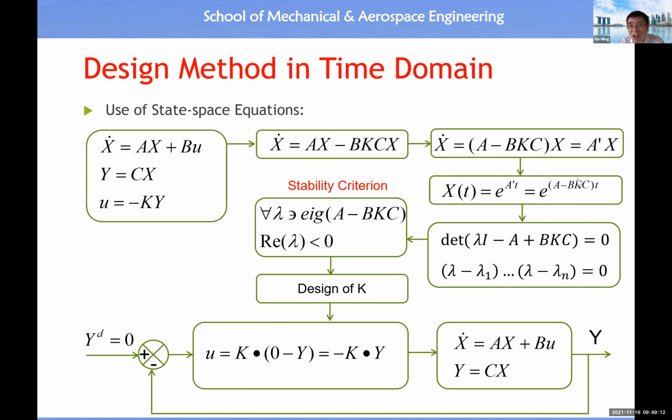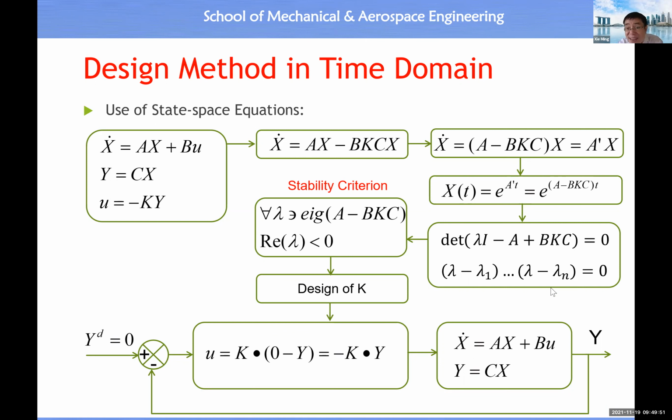So let me just compute the eigenvalue of this one, then verify it, and then you choose the value K, because K is a design parameter. Choose a value K so that the real part of an eigenvalue becomes negative, then done. Then how do you calculate the eigenvalue? You just calculate the determinant of this matrix, then expand it. This will give you a polynomial equation of order n in terms of lambda. Then lambda will have n roots.